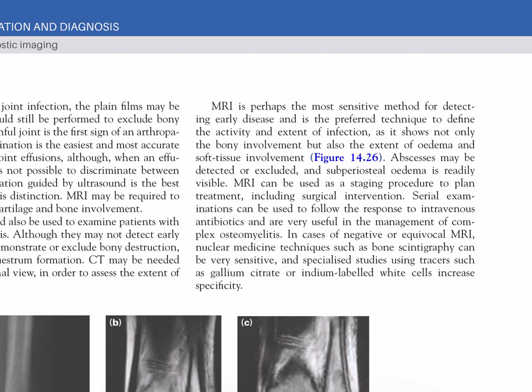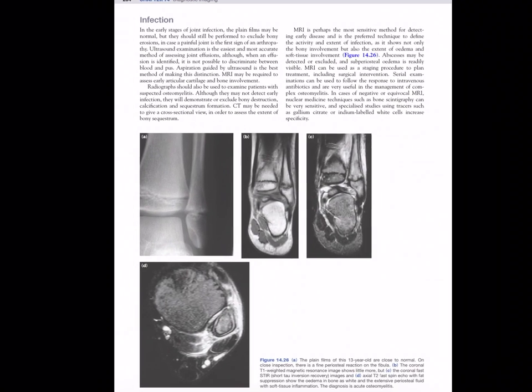Serial examinations can be used to follow the response to intravenous antibiotics and are very useful in the management of complex osteomyelitis. In case of negative or equivocal MRI, nuclear medicine techniques such as bone scintigraphy can be very sensitive, and specialized studies using tracers such as gallium citrate or indium labeled white cells increase specificity.